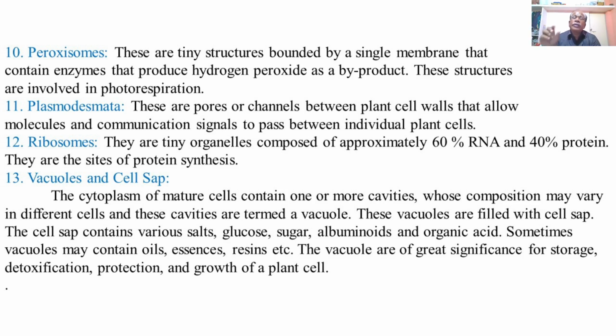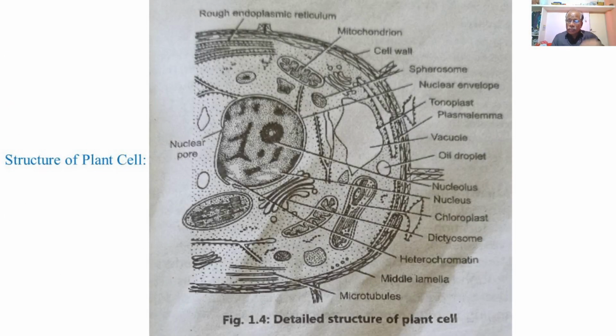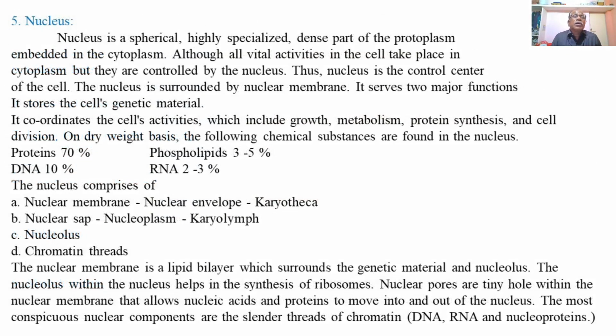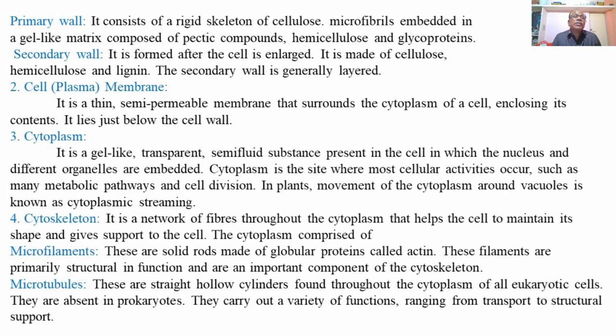The vacuoles are filled with cell sap containing salts, glucose, sugars, albuminoids, and organic acids. So these are the number of components present in the vacuoles in the form of cell sap. Sometimes vacuoles may contain oils, essences, resins, etc. The vacuoles are of great significance for the storage, detoxification, protection, and growth of the plant cell. So this is about the different components or cell organelles present in the plant cells.